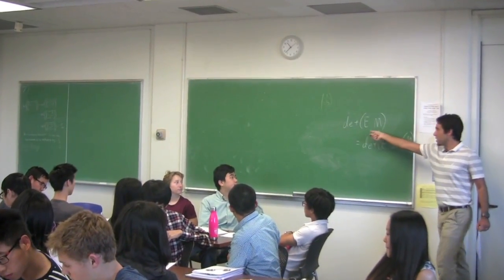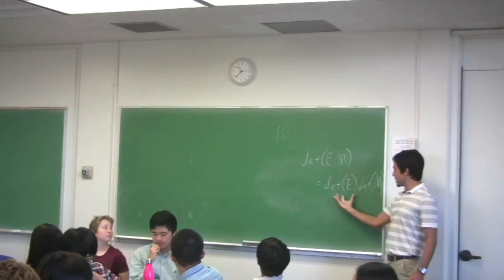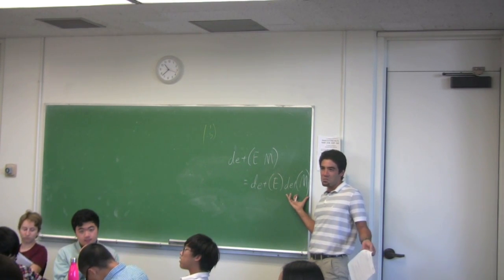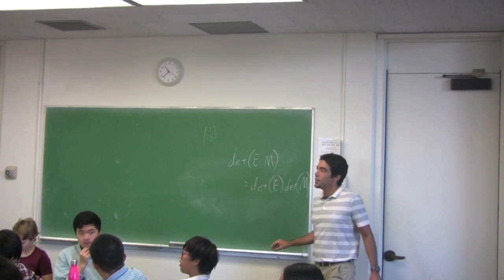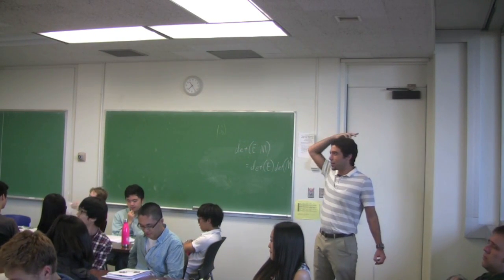Then the determinant of E times M, so this is after the operation has been done. That should be the determinant of E, which you said was 1, times the determinant of M, so it didn't change the determinant. Okay, awesome.